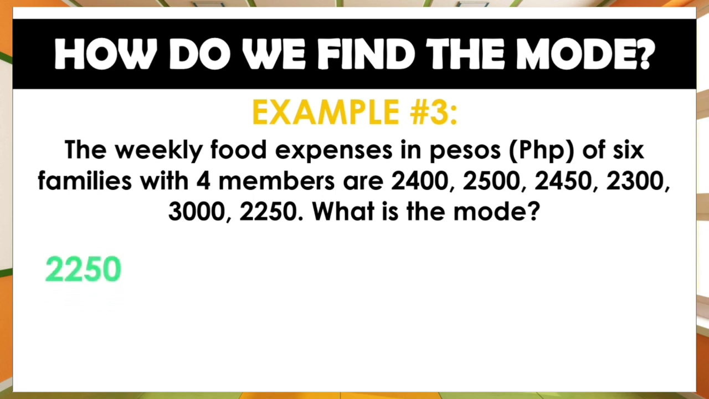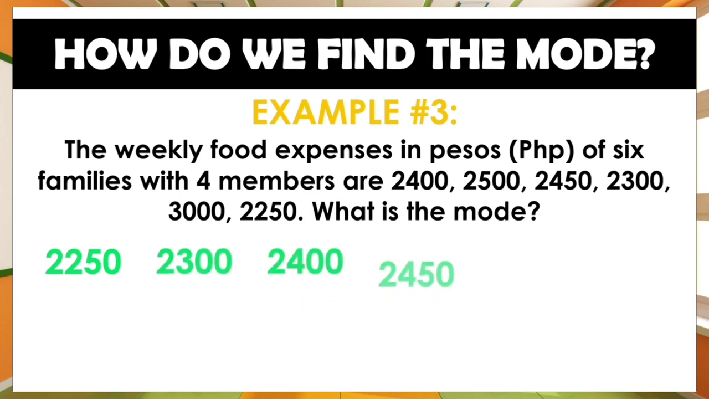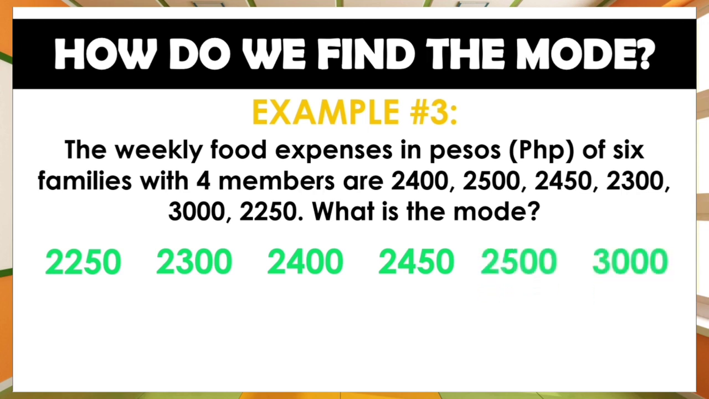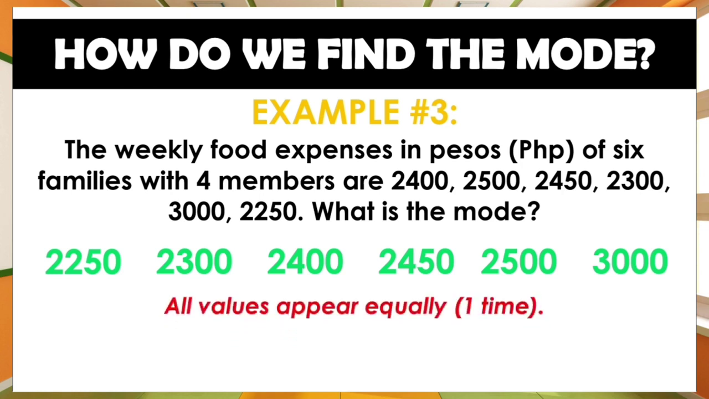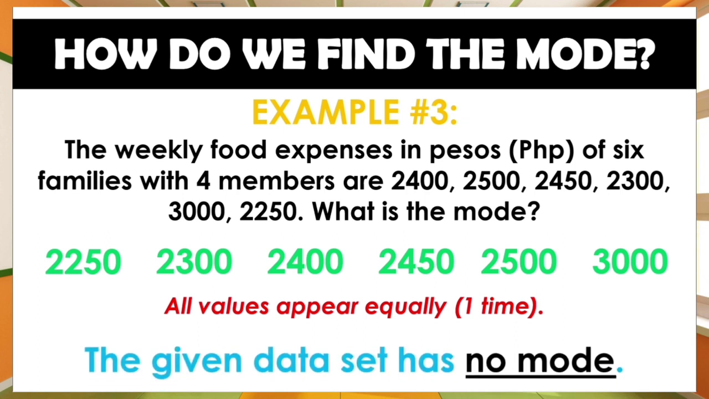Arranging the data, we have 2,250, 2,300, 2,400, 2,450, 2,500, and 3,000. By inspection, we can say that all values equally appear one time. Since no data appear more than any others, the dataset therefore has no mode. And yes, it is possible for a dataset to have no mode.